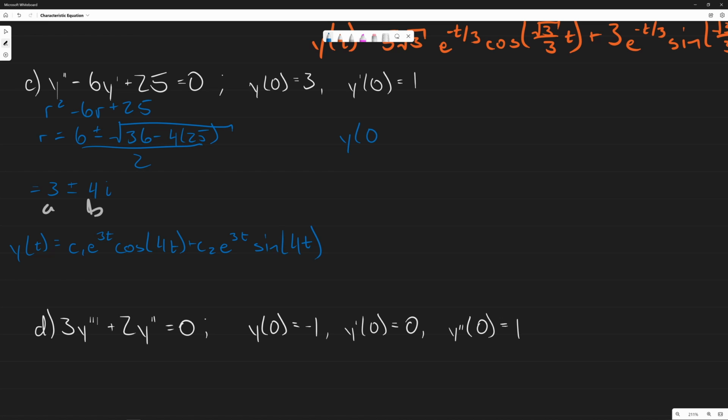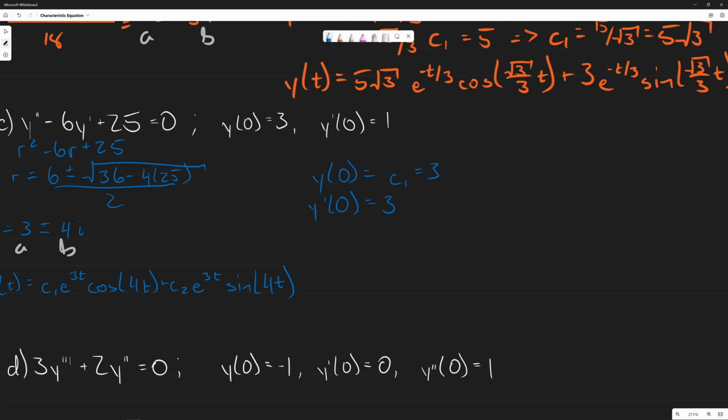So now to plug in our conditions, y of 0 will give you c1, which should give you 3. And then y prime of 0 gives 3 c1 plus 4 c2, and that is equal to 1. We know what c1 is, so this will just be 9 plus 4c2 is equal to 1. So c2 is negative 8 divided by 4, negative 2. And this makes our solution 3e to the 3t times cosine of 4t minus 2e to the 3t sine of 4t.